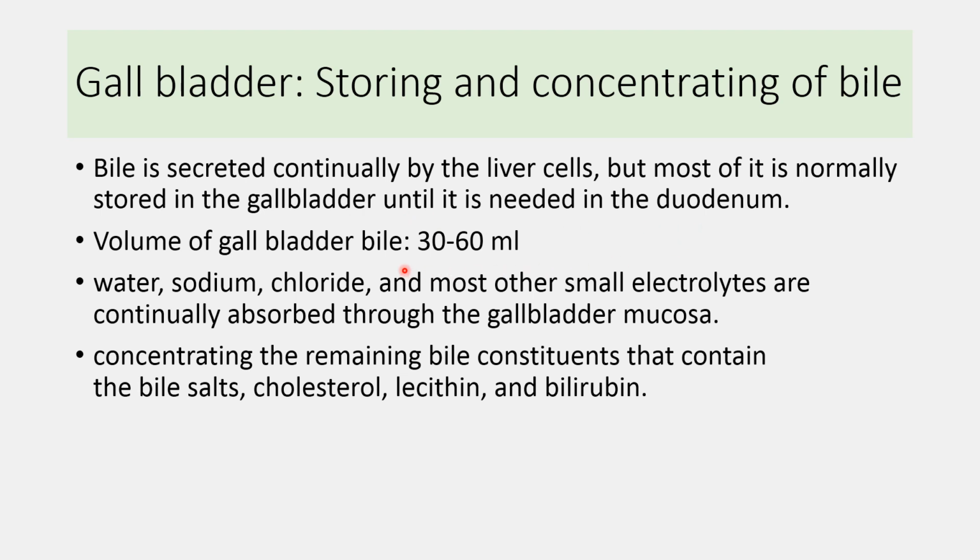The volume of gallbladder bile is 30 to 60 mL, and when bile is present inside the gallbladder, sodium is actively reabsorbed, which is followed by reabsorption of chloride and bicarbonate, and reabsorption of water occurs according to its osmotic gradient. So reabsorption of sodium, water, chloride and bicarbonate decreases these components inside the gallbladder bile, which concentrates the remaining components like bile salts, cholesterol, lecithin and bilirubin.